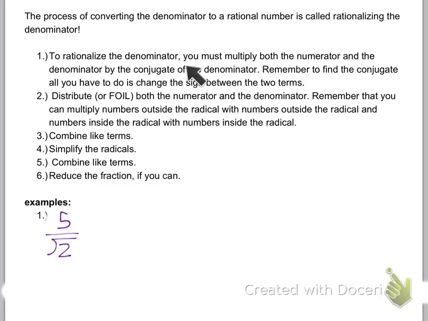I don't need to multiply by the opposite sign. I just need to multiply by something that when multiplied to the square root of 2 cancels the square root. Square root of 2 times what will make it go away? Square root of 2. So I'm going to change colors so we can see that. I'm going to multiply the bottom by square root of 2. But whatever I do to the bottom, I have to do to the top.